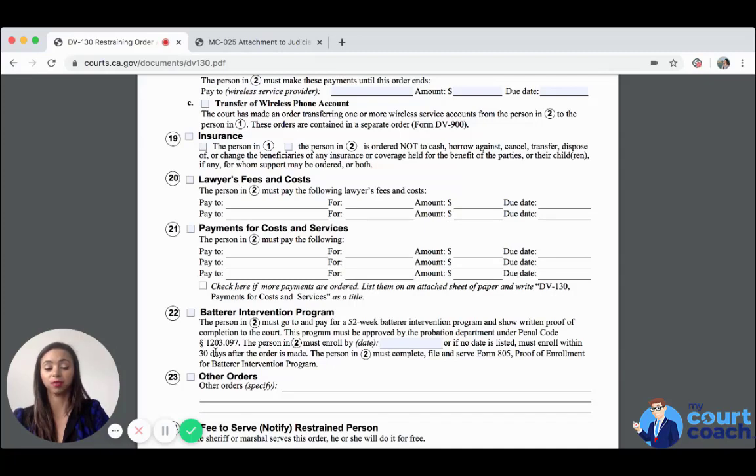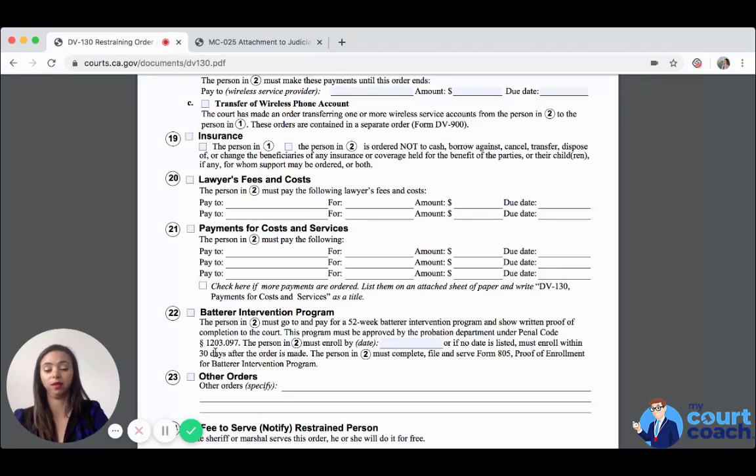The person in 2 must complete and serve Form 805, proof of enrollment for a batterer intervention program. These batterer intervention programs can be found on the San Diego Superior Court website. You just type in batterer intervention program and a list of programs will be identified for you. And then any other orders that you had requested in your restraining order, you can go ahead and pre-type here as well, but just don't check the box, because if the court does grant it to you, then they will check the box for you.